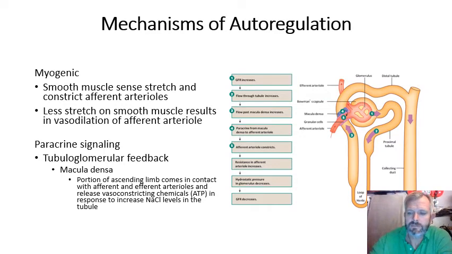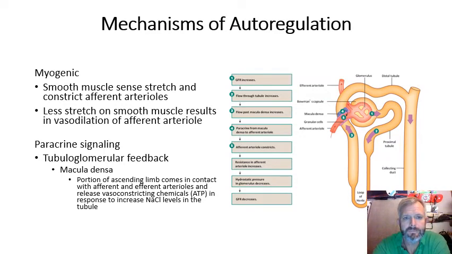There's two main ways in which the cells of the nephron will autoregulate. One of those is myogenic, and so this is myo, being in the muscle. The smooth muscles of that afferent arteriole respond to either stretch or lack of stretch and will constrict or dilate. So remember, in autoregulation we're trying to keep the GFR within a certain range. We don't want it too high or too low. So what happens when systemic changes of blood pressure take place?